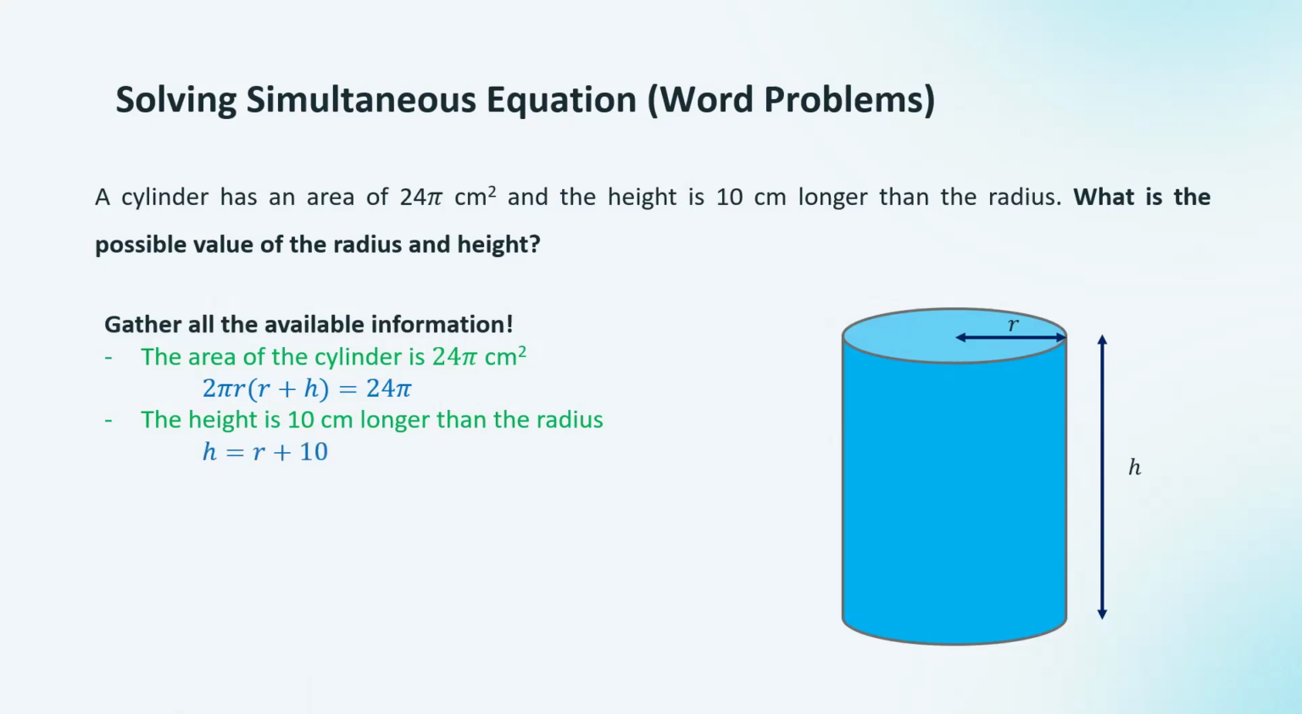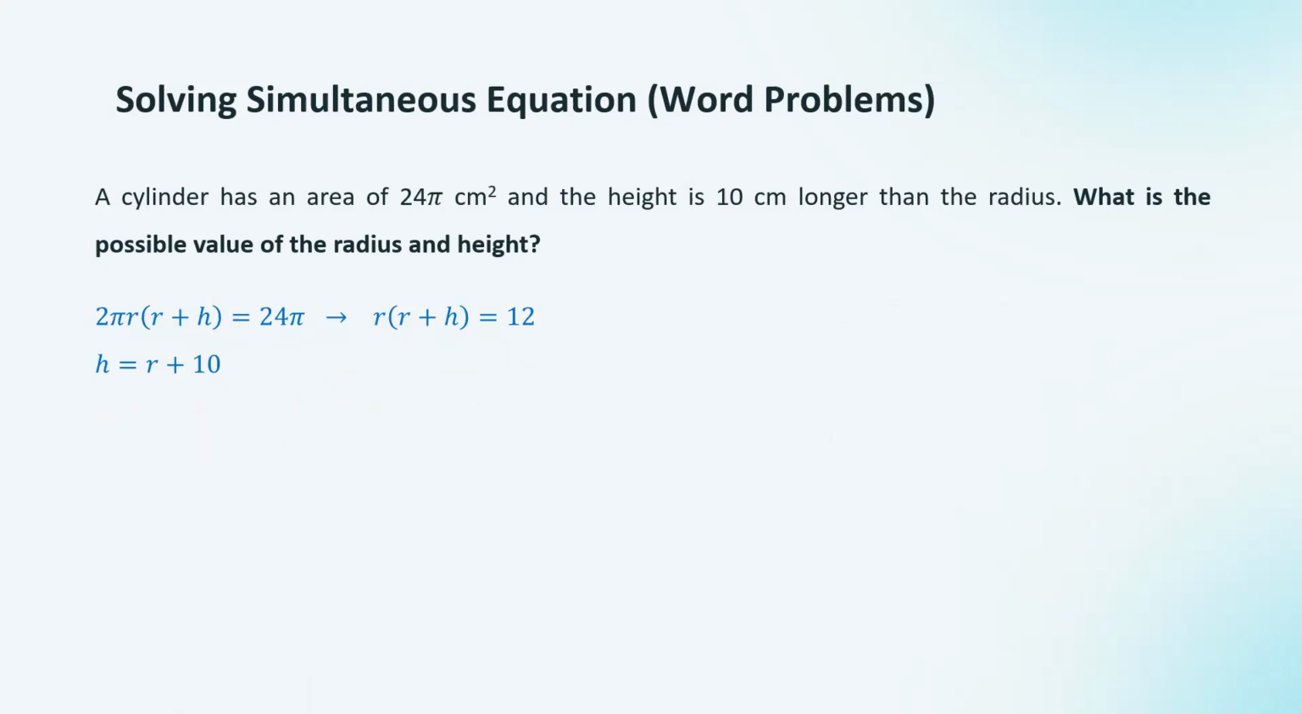So we can try to summarize the equations that we have, which is this one. These are the equations that we can get from the previous slide, and we can try to simplify the first equation. So it becomes r times (r plus h) is equal to 12. And after this, we can try to substitute the h into the first equation, since the first equation is a much more complex one, right? So it's going to be like this, r times (r plus 10), because h is equal to r plus 10. And then this is equal to 12.